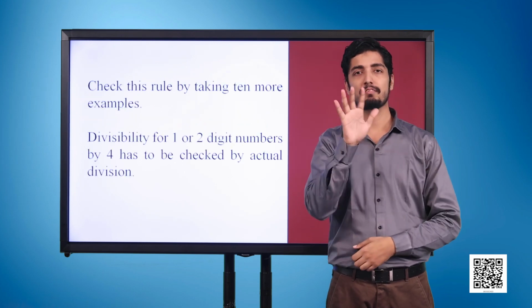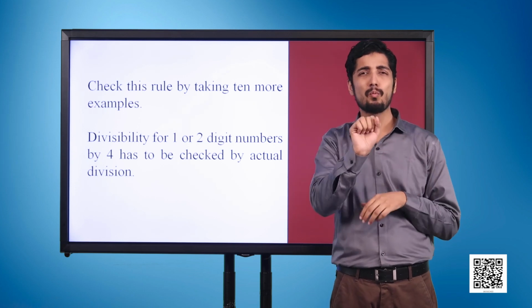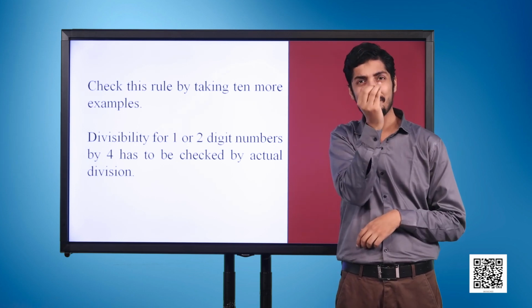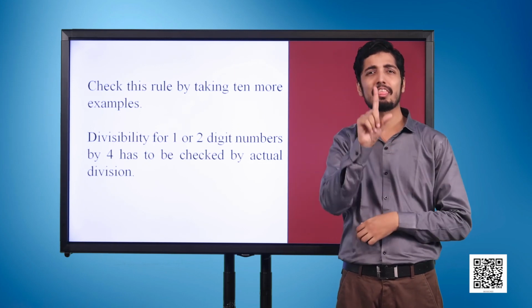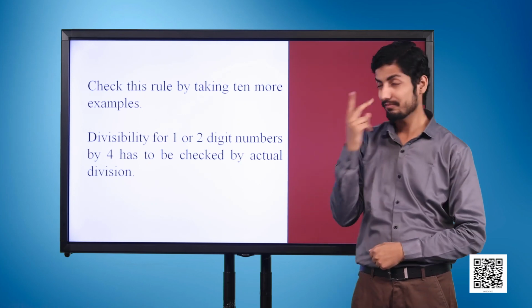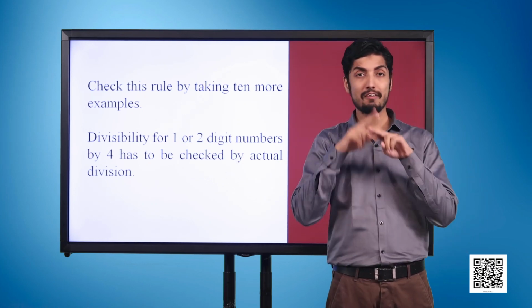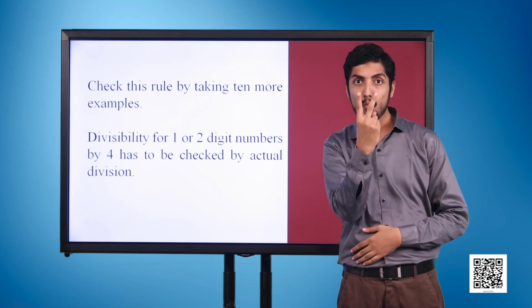Page 56. Check this rule by taking 10 more examples. Divisibility for 1 or 2 digit numbers by 4 has to be checked by actual division.